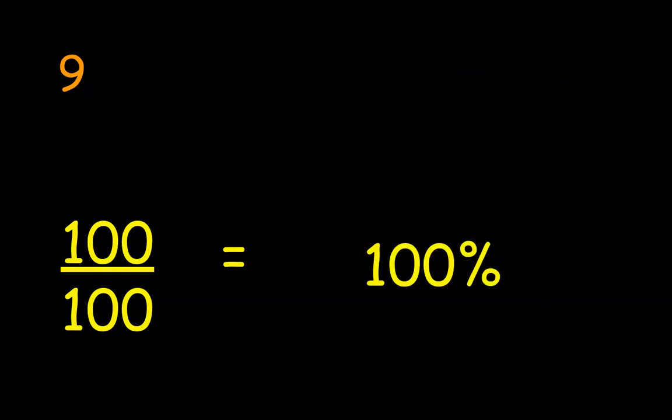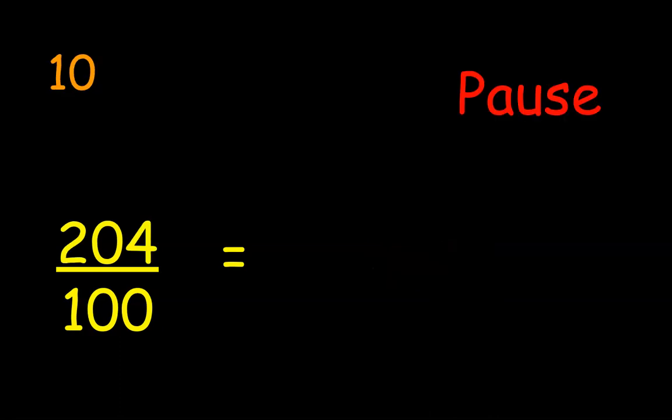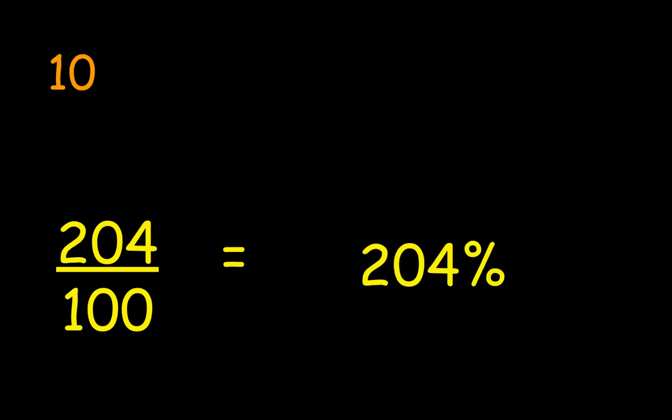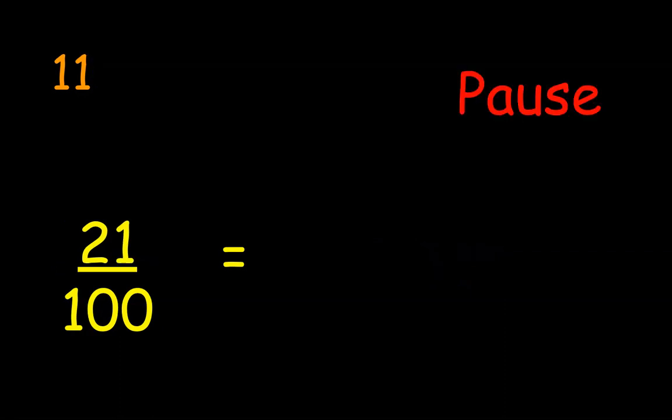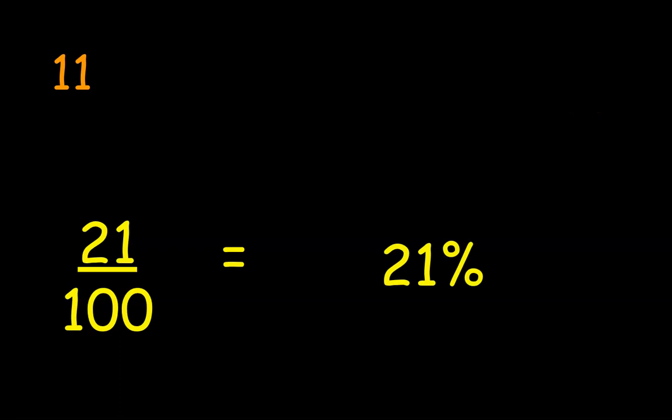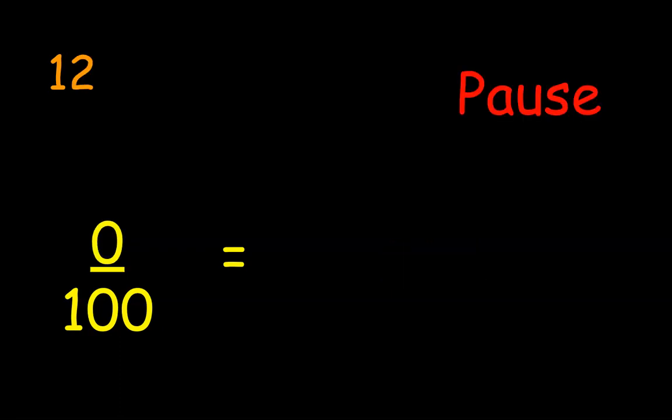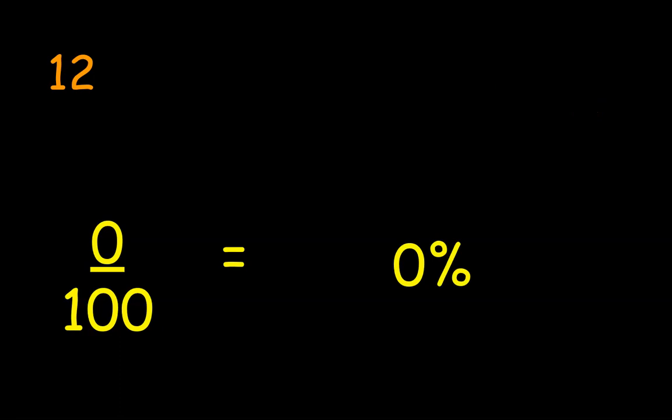100%. 204%. 21%. 0%. Now, before you go on with set B, if you didn't quite get all of those correct, just do a little bit of a rewind and do them again. You need to understand that set A really well.